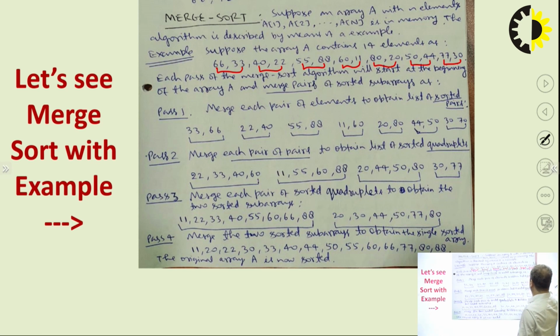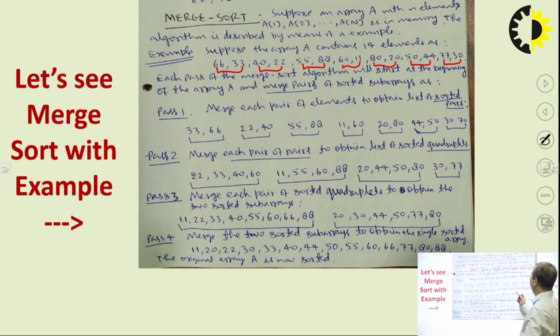If it is an odd number, then there will be a single element at the end, so there is no issue, whether even or odd. First we do pairing of each element. Each pass of the merge sort algorithm starts at the beginning of the array A and merges pairs of sorted arrays. So we have made the pairs, and we will sort these elements comparatively. Merge each pair of elements to obtain a list of sorted pairs.